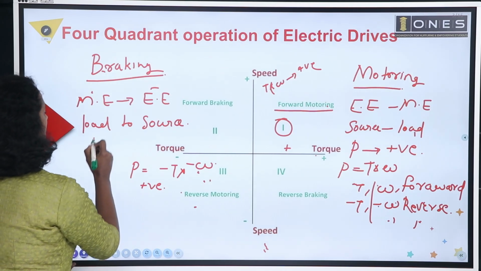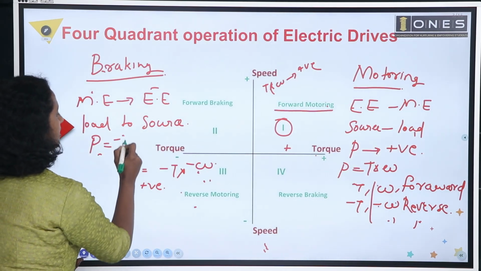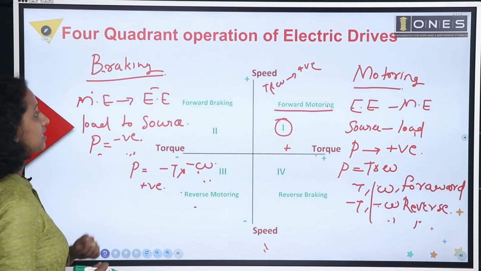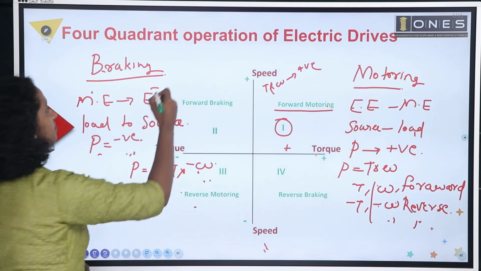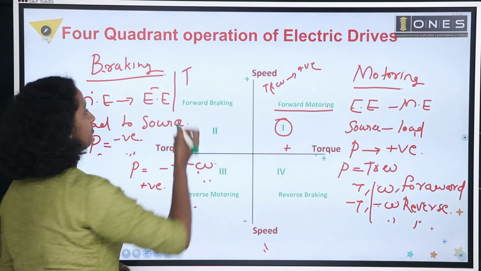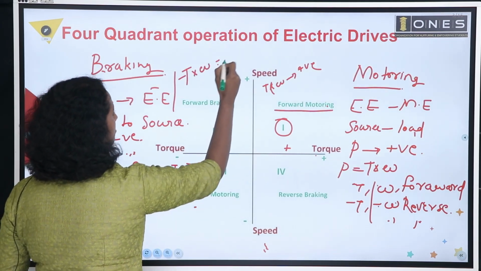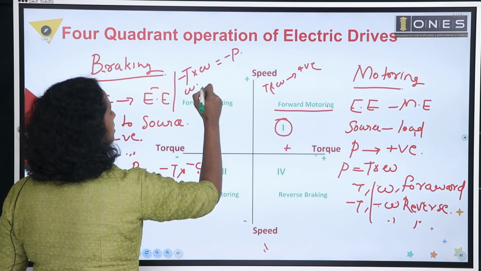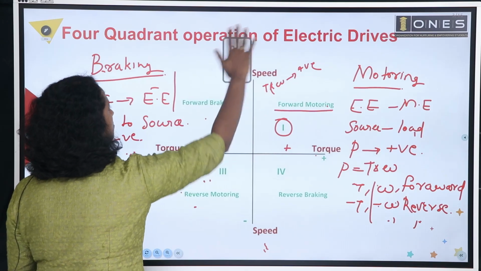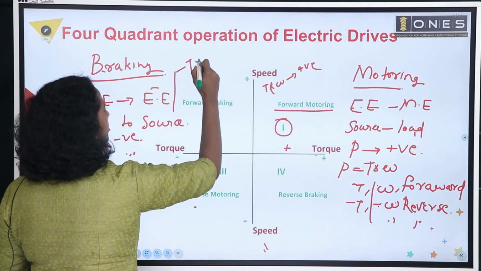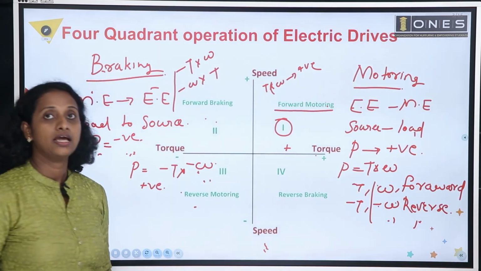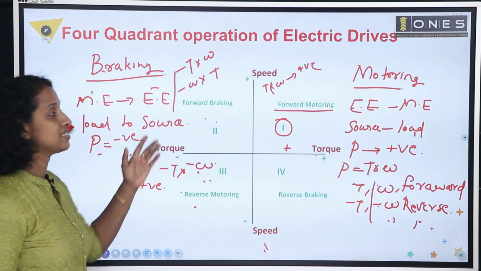And look at this. In this case, power will be negative. And what are the conditions by which we will get negative power? Either torque should be negative or speed should be negative. Minus torque into omega will be negative power. Then only you will get a negative power. Negative power means it is braking.